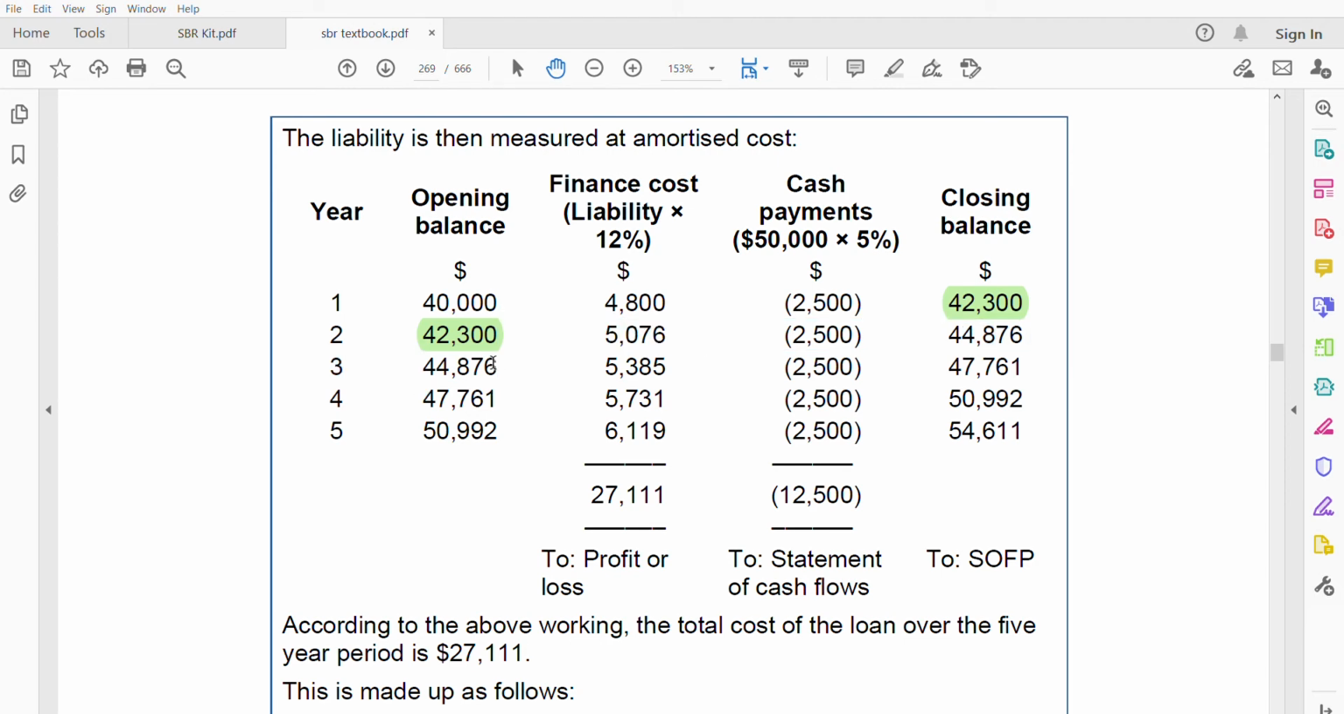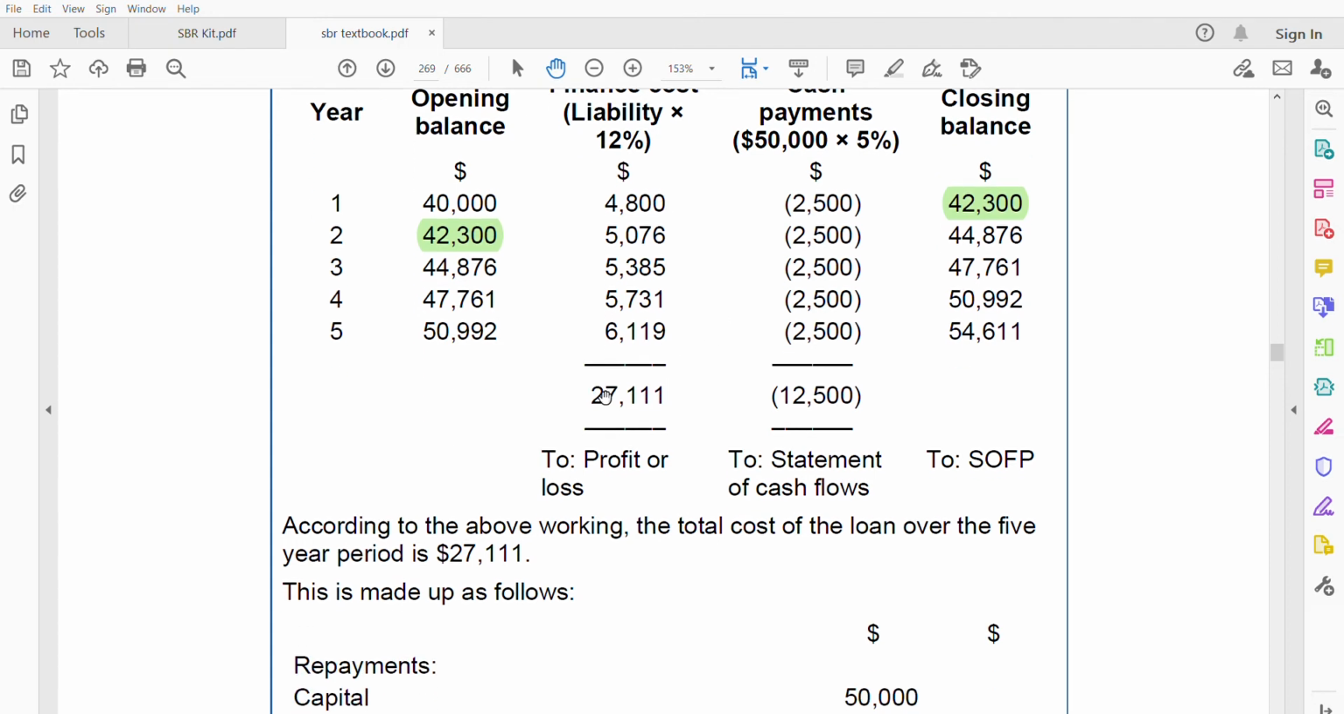That means the first year you have to get correct. You have to find the closing balance for the first year, then only you can start for the second year. Do you understand? So now the same thing is repeated again. 12% on this 42,300, you get 5,076, then this is fixed, then you get this, and it's repeated for all the 5 years.